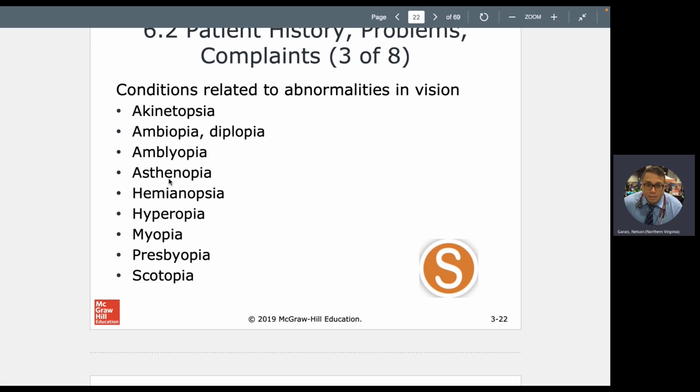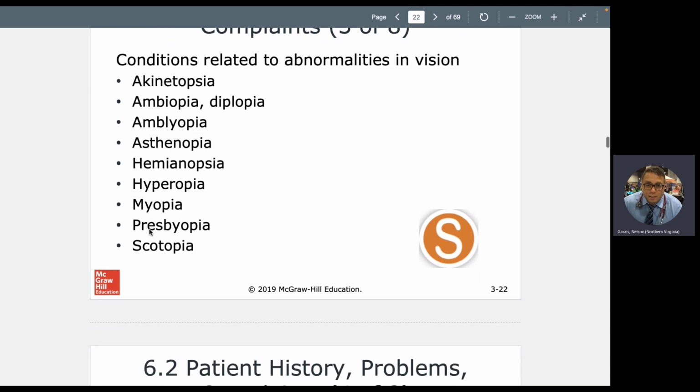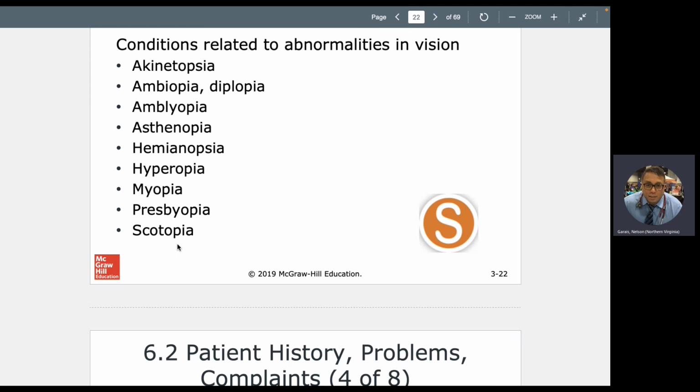Astigmatia, my patient can't feel, no feeling in their eye. Hemianopsia, they only have half vision. Hyperopia, remember, is farsightedness. Myopia, nearsightedness. Presbyopia, vision of old age. And scotopia, that means they're seeing spots. I think I failed to mention this in the lecture. The spots sometimes are like blind spots. So there are sections of their vision that are either filled with those bubble-like things that I was telling you about. It's kind of like the way you look at the sun too long.